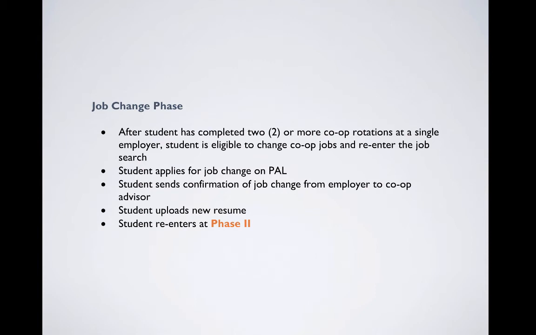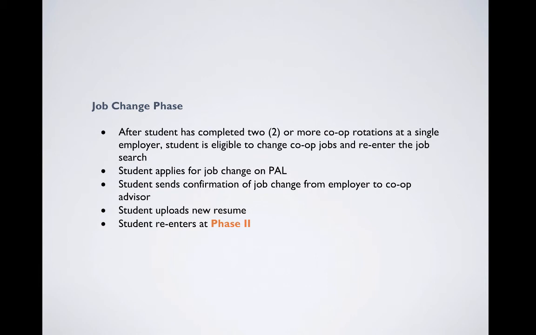There's some other phases that you should probably know about. After you've completed 2 co-op terms, you are eligible to change jobs. You don't have to change jobs. I know students who will do all 5 semesters of co-op at the same exact employer, and I know students will do 2 here, 2 there, and then their 5th one they'll do somewhere else. And so it really is up to you what you want to do and what's best for your career. But after 2, you are eligible. You can't change jobs after 1. You have to stick it out for 2. And then you can re-enter that job search.